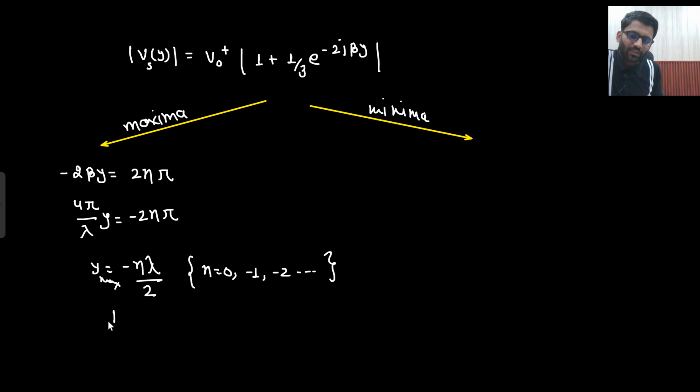So what will be the location of my maxima? 0. If I put minus 1, that would be lambda by 2. If I put minus 2, then lambda. In that manner I am getting my maxima.